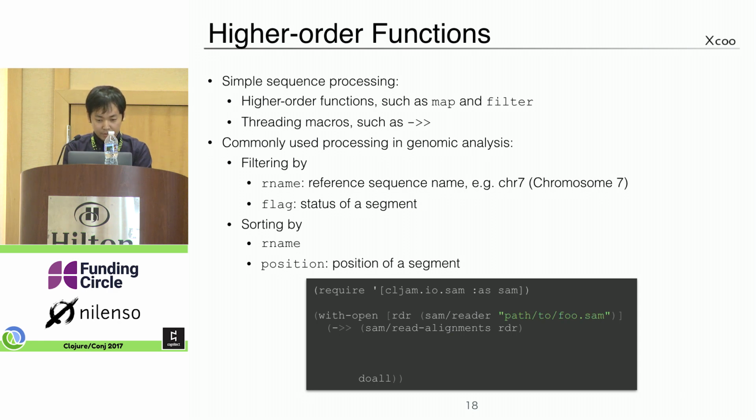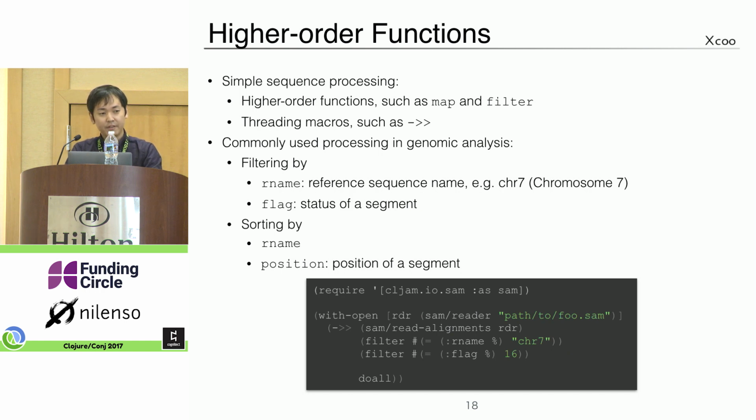The code below is an example of reading and parsing a SAM format file using Clojure. SAM is one of the formats of genomic data. The SAM reader opens the SAM file, and read-alignments reads segments of genomic sequence from the SAM reader. Filtering by rname is very common. If you want to get only chr7 segments, add a filter like this. chr7 means the 7th chromosome. If you want to get only flag 16, add this filter.